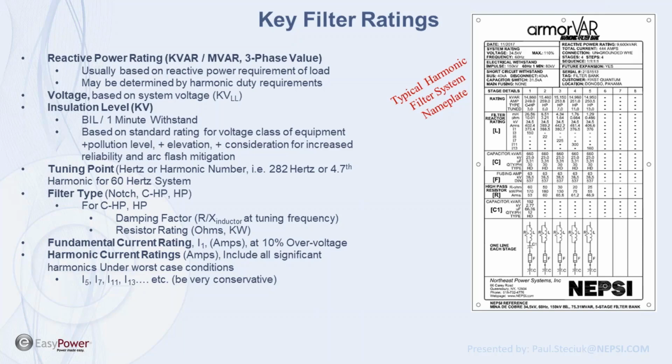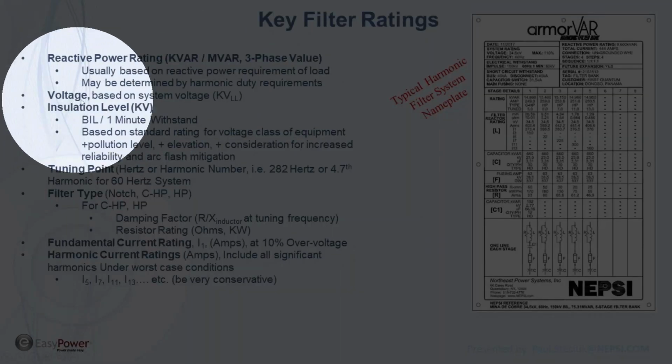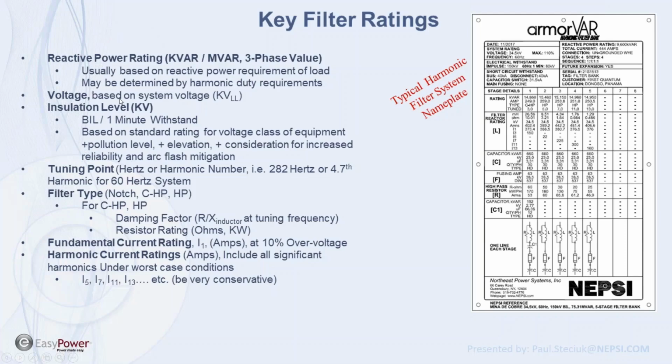So reactive power is the three-phase output rating of the harmonic filter. You also have its voltage and its insulation level. What voltage is the applied voltage to the filter, and then the insulation level, the BIL level of the harmonic filter, the withstand level. These are based upon the voltage rating of the system. If you have a 34.5 kV system, typically that's going to be a 150 kV BIL per standards. So you go to the standards and you determine, well, what is the BIL and withstand voltage for that voltage level, and that becomes the insulation level for your system.